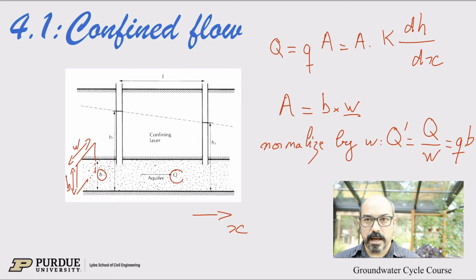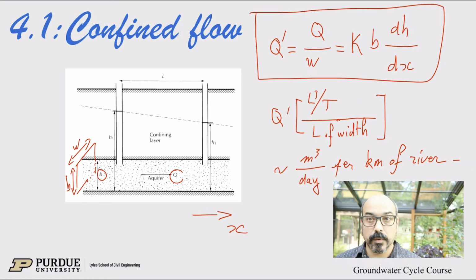So if we normalize the discharge by the width, we get Q prime, which is Q over W, which is the Darcy flux times the depth. That means we're going to get flow, Q, but in units of cubic meters per second per kilometer of aquifer. So it's per width of aquifer, per mile of aquifer. So we'll get some discharge, but normalized by width, per kilometer of aquifer.